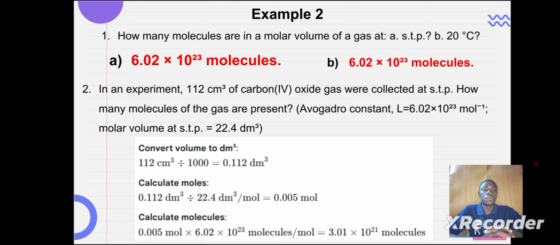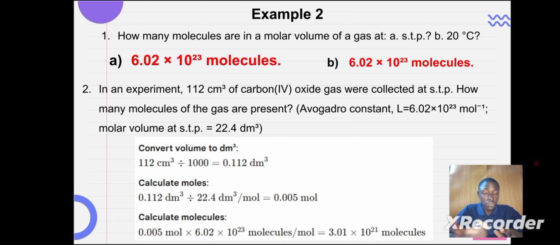Then it says find the number of molecules. You know that 1 mole has 6.02 times 10 to the power 23 molecules. So if there are 0.005 moles, you just multiply it by 6.02 times 10 to the power 23, and then you get 3.01 times 10 to the power 21 molecules for 112 cm³.